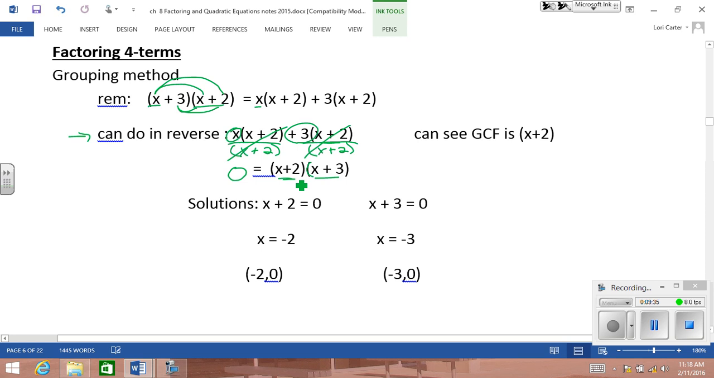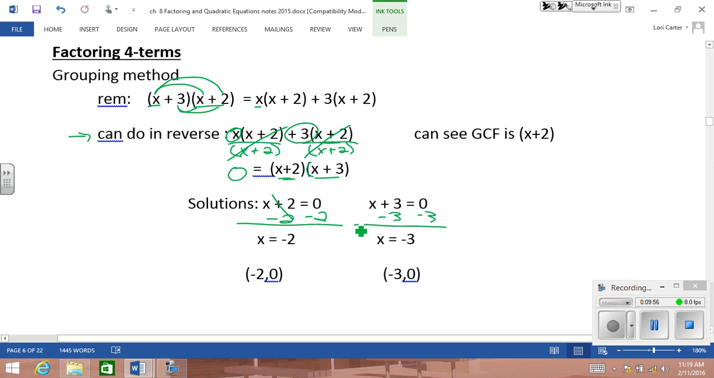So x plus 2 equals 0, and x plus 3 equals 0. Everybody good? Okay, how do I solve for x? Get rid of the 2. That's not the girlfriend, that's the chaperone. The chaperone. Okay, and over here? Get rid of the chaperone.